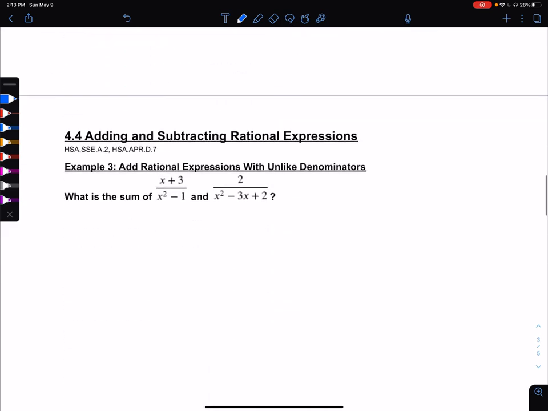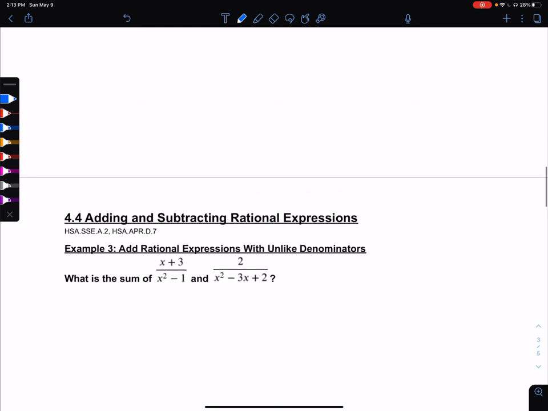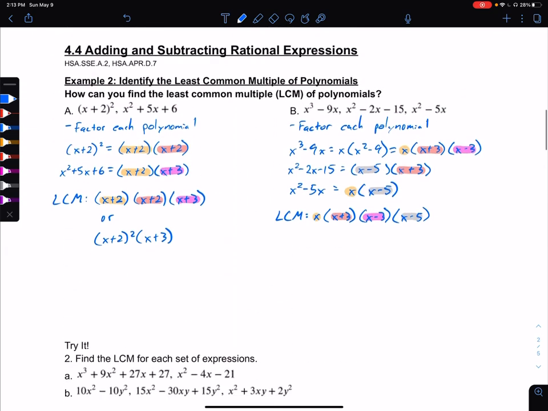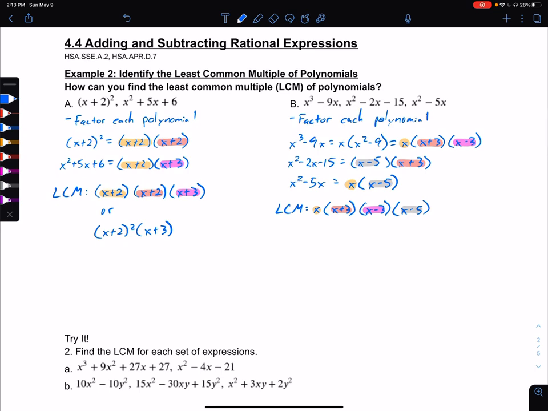If you're looking ahead, in example 3, we're going to be asked to add these up, and clearly they have different denominators. So to add these up, we're going to need to find a common denominator, and to do that, you'll use the LCM. Okay, so try it too. You have A and B, factor them, highlight, mark up whatever you need to do, and just make sure that each piece is accounted for.